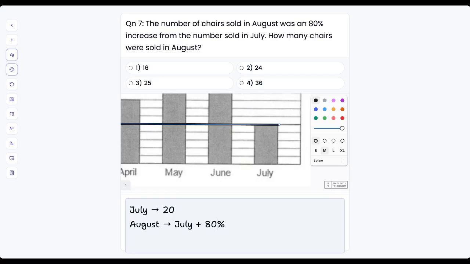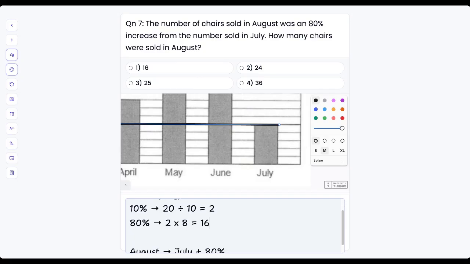So what does this mean? July over here is also 100%. So July is 100%, and we need to know what 80% is. We can start with 10%, which is 20 divided by 10, which is 2. Now, what is 80%? 80% is equal to 2 times 8, equal to 16.